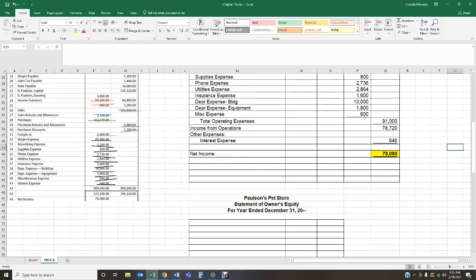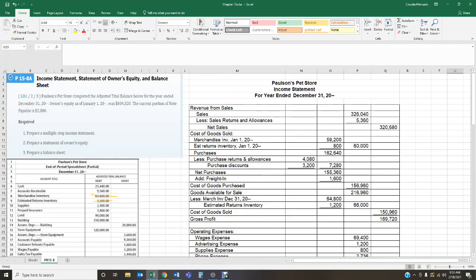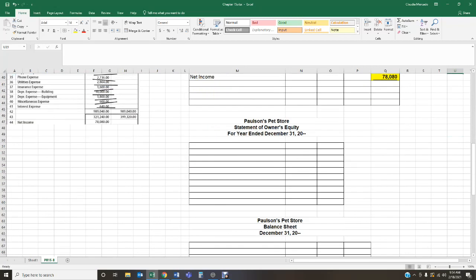So we've marked up everything that we've used. We've used up all of the expenses. We've used up our purchases, discounts, our sales returns. Everything that has been marked has been used up. Okay. Now, this is our income statement. Now we can proceed to our statement of owner's equity.